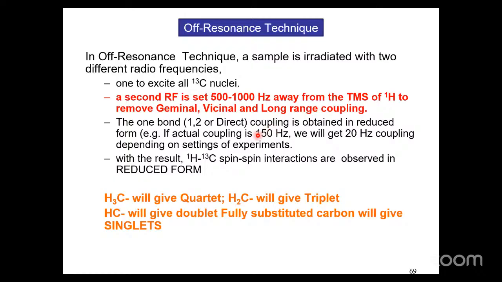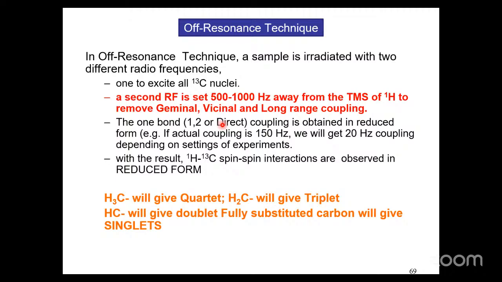Their coupling constant is also reduced. So actually, the coupling between carbon and hydrogen of a saturated carbon is found to be 150 hertz, but with off resonance, we have reduced it to 20 hertz. So the coupling constant is also reduced in off resonance coupling. So what happens due to this? Any more information will we get in the off resonance technique?